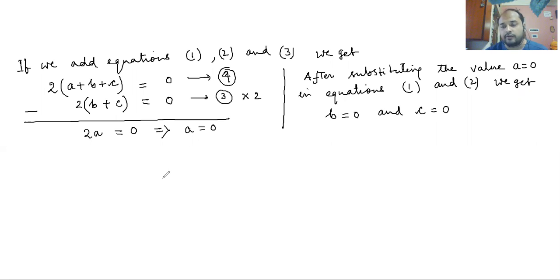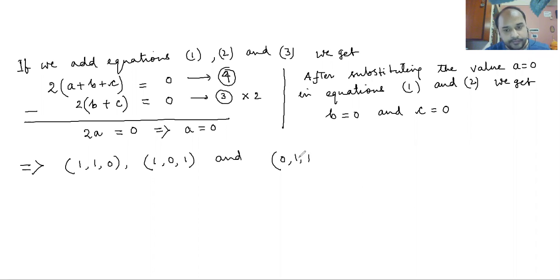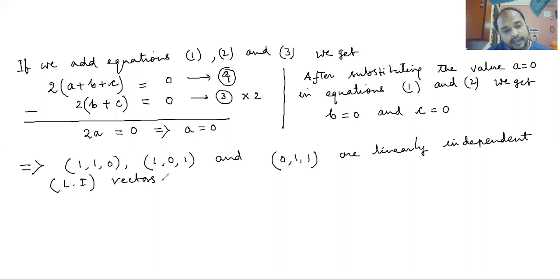And by the definition of linear independence, we see that the vectors (1, 1, 0), (1, 0, 1), and (0, 1, 1) are linearly independent vectors, or LI vectors. Okay, so the first part is done.